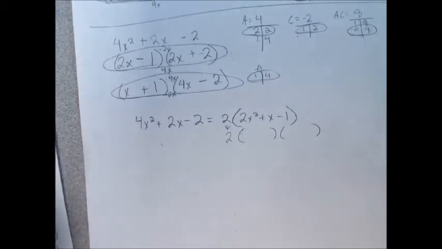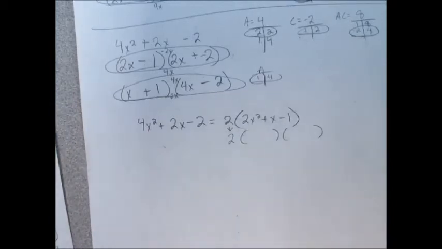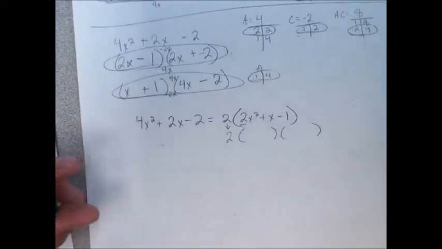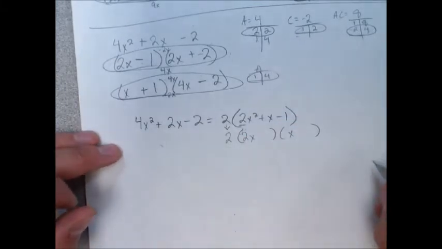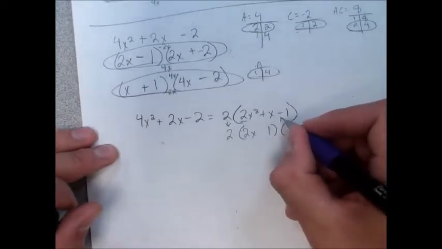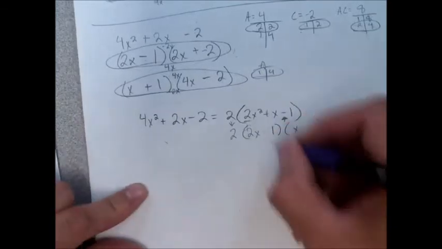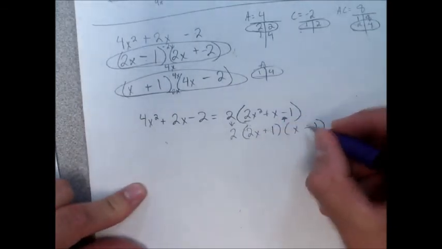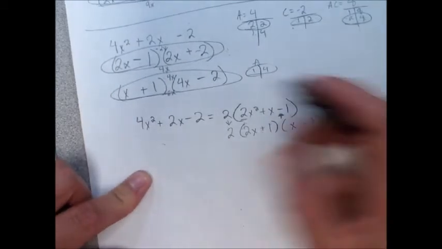So now I need to look at this one. What are the factors of my A? 2 and 1, right? So 2x and 1x. What are the factors of my C? 1 and 1. Now I'm looking here. What does this tell me? Different sign difference, right? So I'm either going to have a plus here and a minus there, or a minus here and a plus there. I just need to figure out which one it is. So I'm going to just run a quick test.